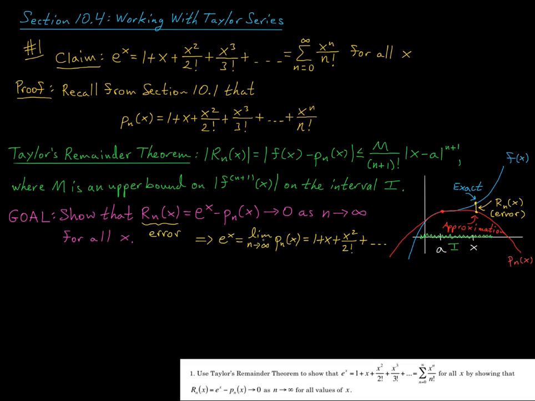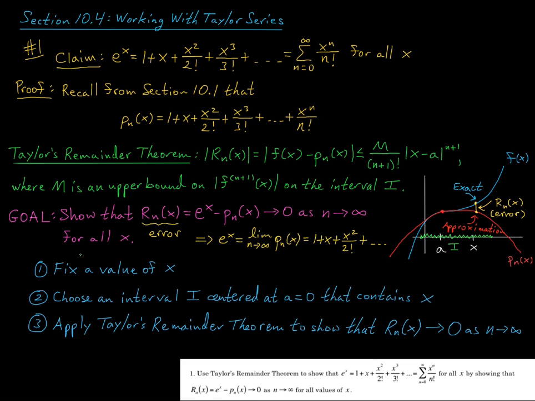so that's our job. Okay, now our game plan here, we're going to do three things, okay? The first thing is we're going to just fix a value of x, and this can be any value on the real number line, right? We need to show that Rn of x approaches 0 as n approaches infinity for all x, so our argument needs to work for any possible x that we choose. Okay, then if I want to apply Taylor's remainder theorem, I need an interval I that contains the center of the series, which in this case is a equals 0, and it needs to contain this number x that I've selected.